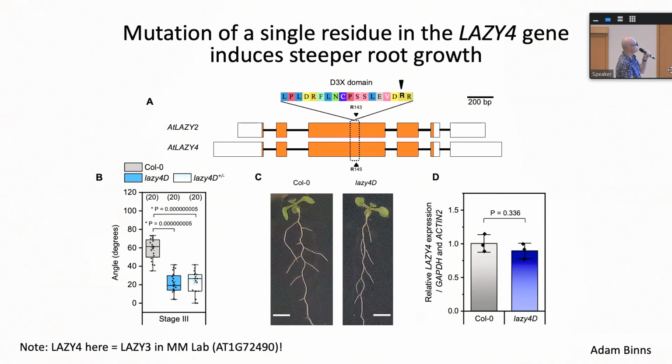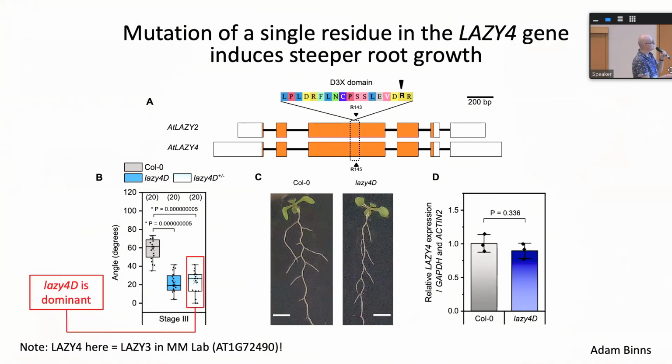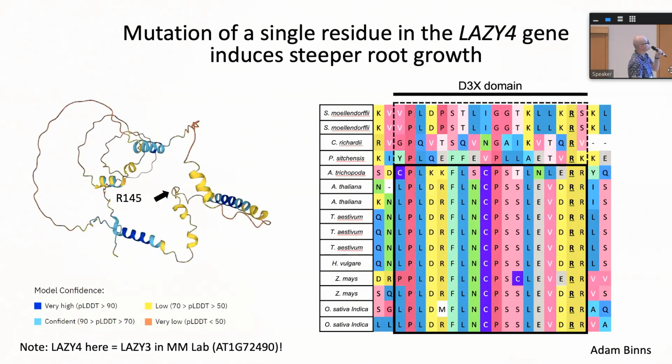And you can see here that this is the wild type, here's the lazy4D, much more vertical root growth. Interestingly, lazy4D is also dominant. So this is in the heterozygous condition, very dominant. No effect on gene expression levels of lazy. And this is a very highly conserved domain. So here you can see across many angiosperms that we've got very clear conservation. And this arginine here is the one that is affected in the lazy4D mutant.